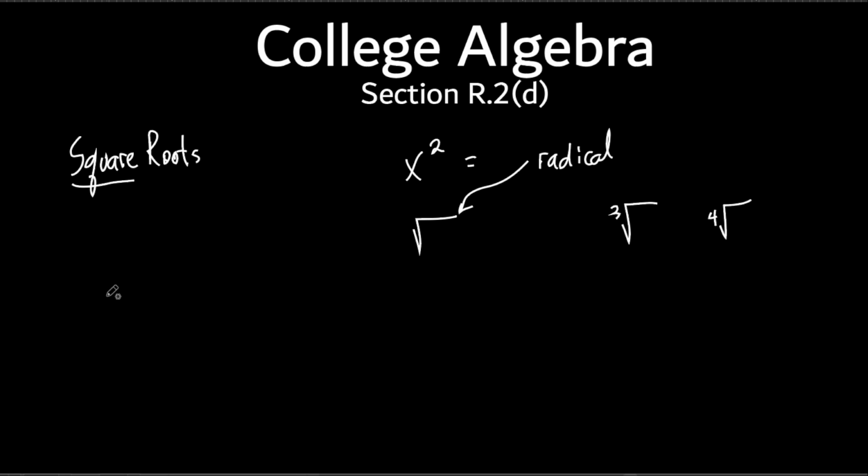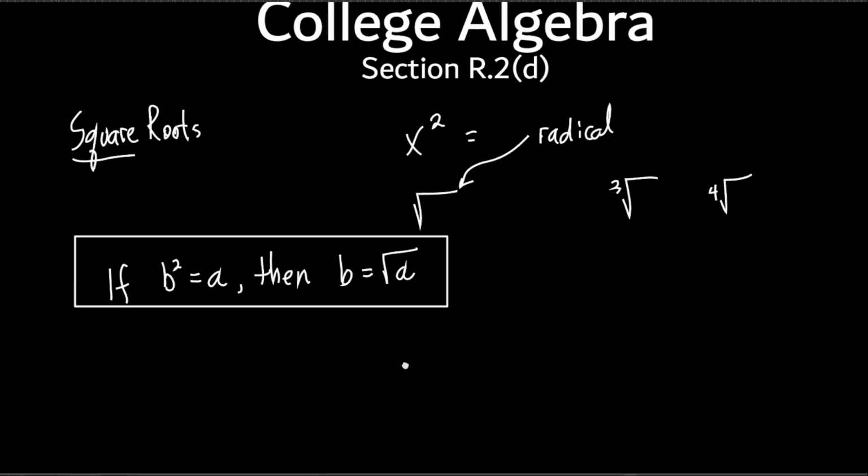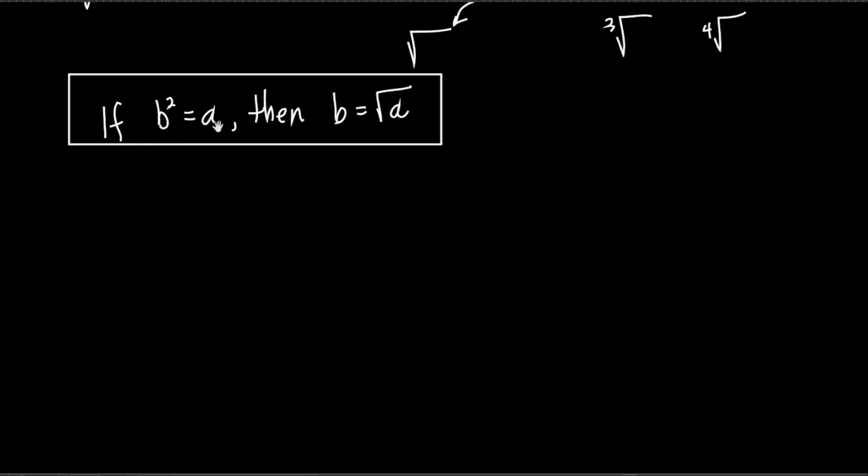Here's a little definition. This is straight from the book. It says, if b squared is equal to a, then b is equal to the square root of a. All right, so that's pretty important. We're going to be doing that kind of stuff a lot. All right, so if b squared is equal to a, then if you want to get b by itself, how do you get rid of a square? You do the opposite. So what's the opposite of squaring something? Taking the square root of it.